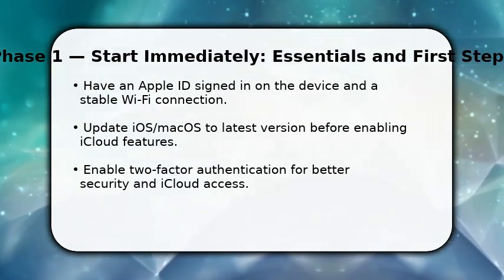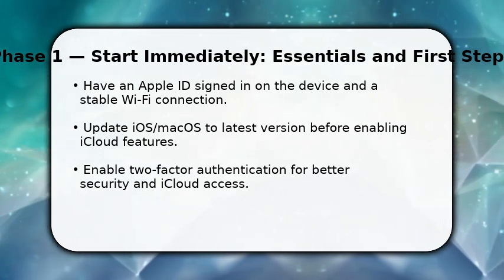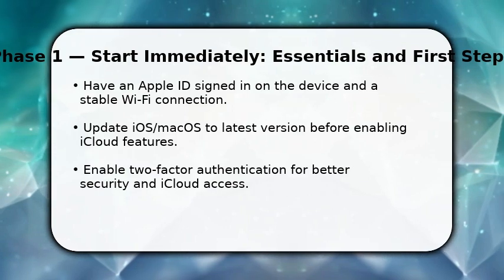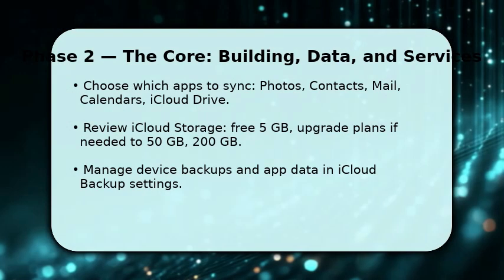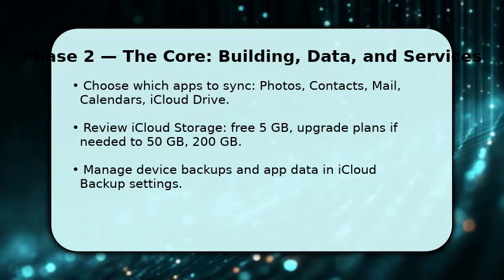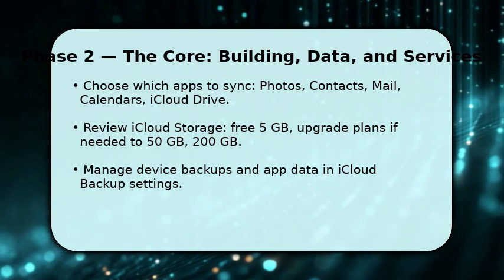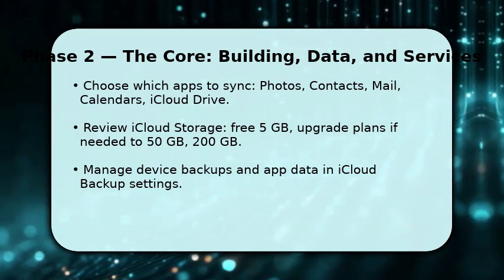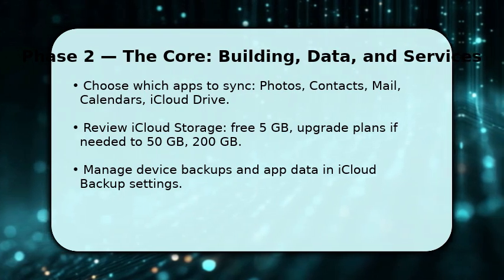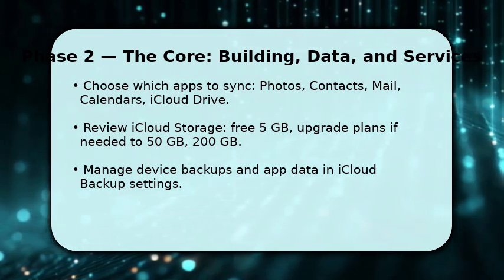Now open Settings or System Preferences, tap your name, and proceed directly to iCloud to begin turning on the services you want to use. Next, choose what to sync and why. Enable Photos for automatic camera uploads, iCloud Drive for file access across devices, and Contacts and Calendars to keep data consistent. Then check your storage.